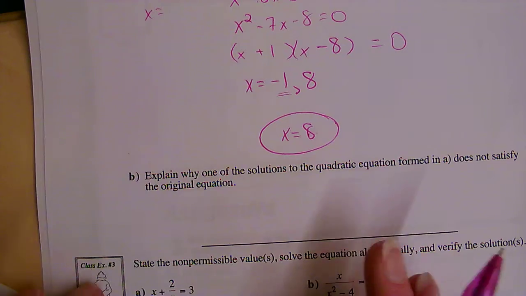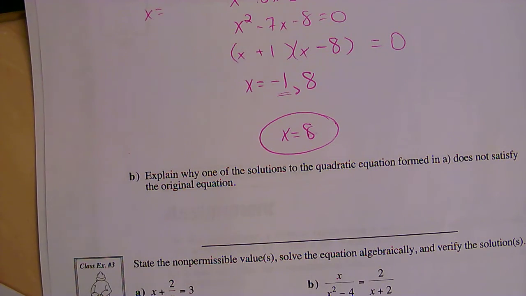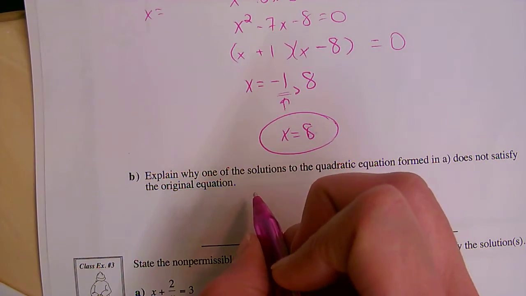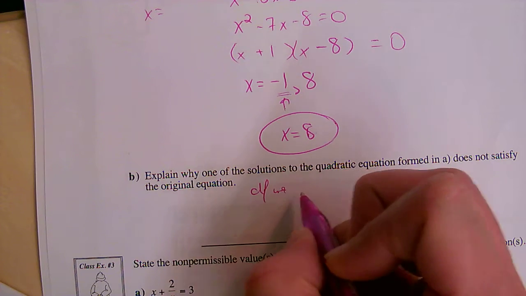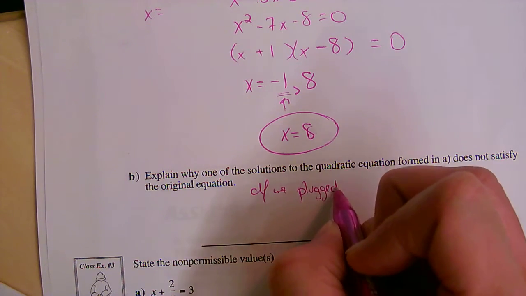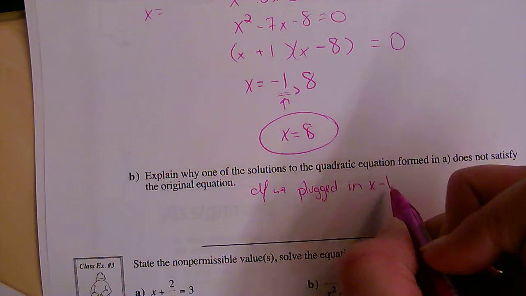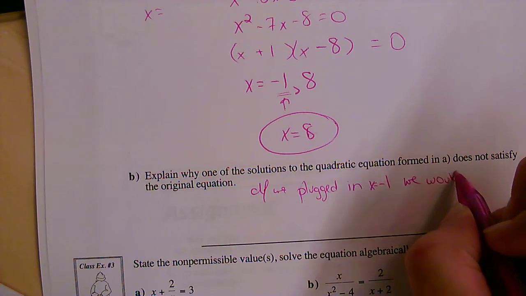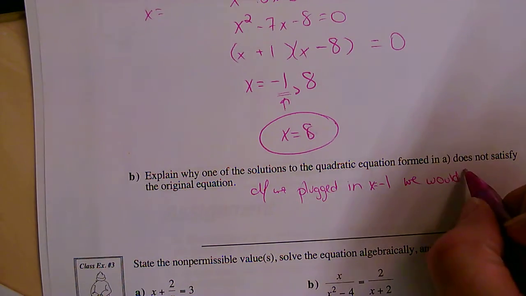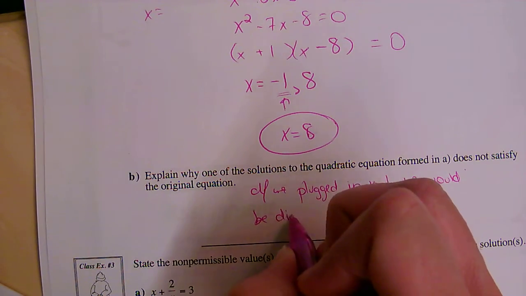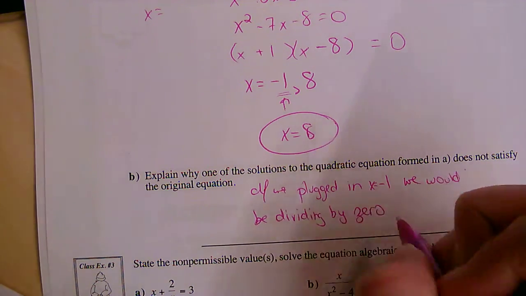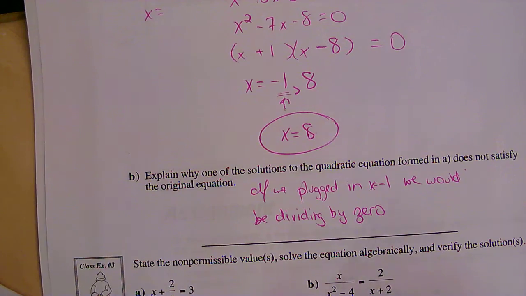Explain why one of the solutions to the quadratic equation formed in part a does not satisfy. Essentially, if we plugged in x is equal to negative 1, it would lead to division by 0, which we can't do.